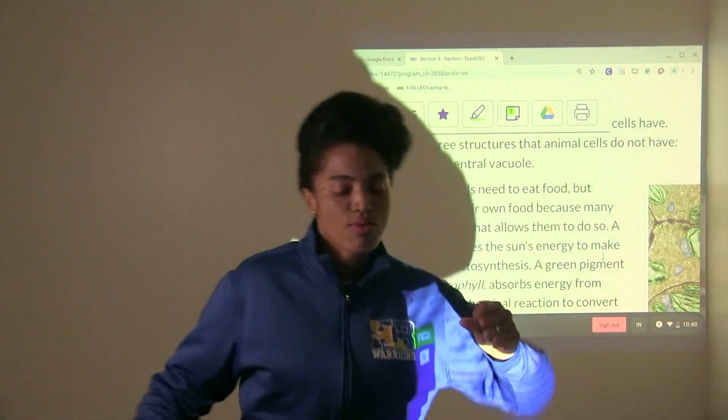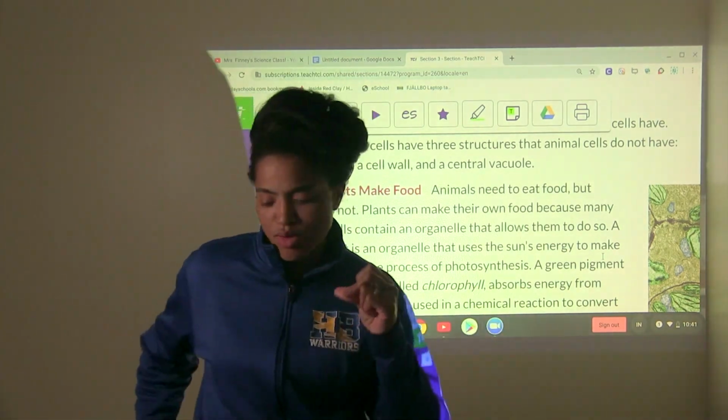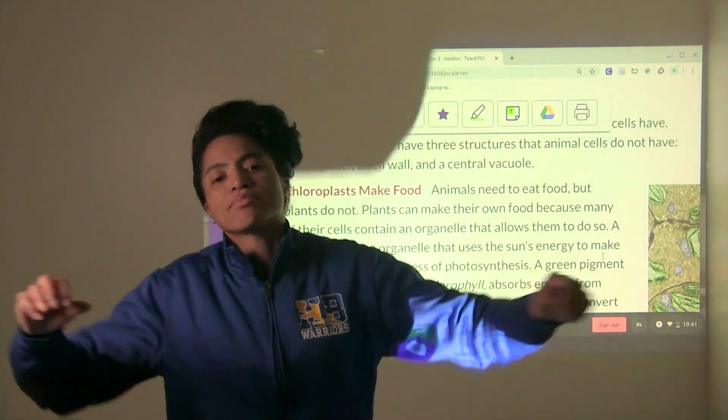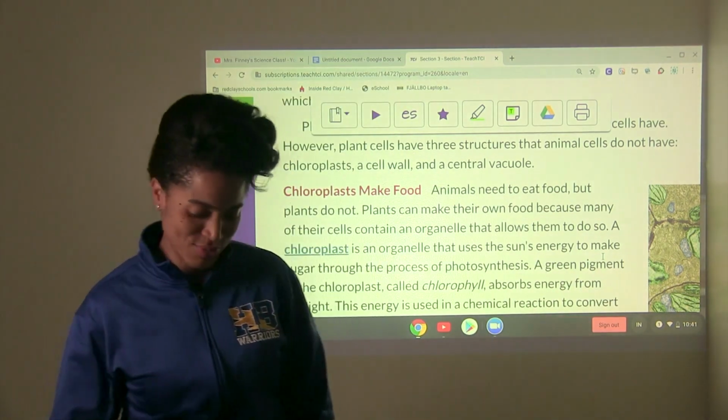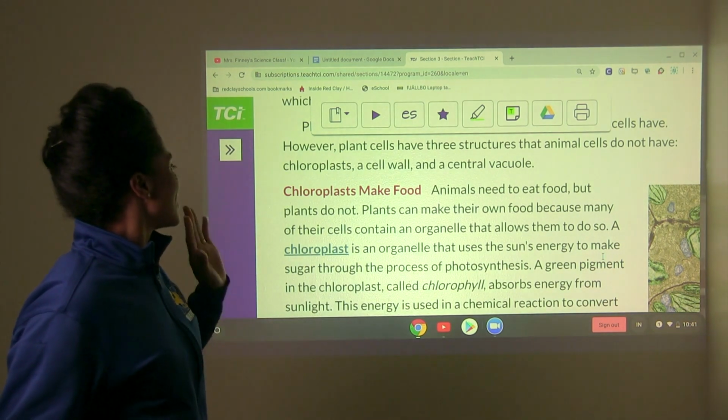I make my own food because I'm a plant cell. I make my own food. Make my own food because I'm a plant cell. Make my own food. Okay, moving on. Here we go. Just had to break out on that really quickly.